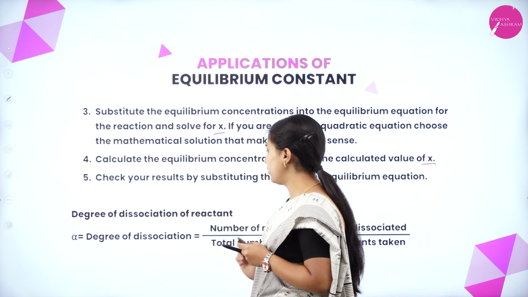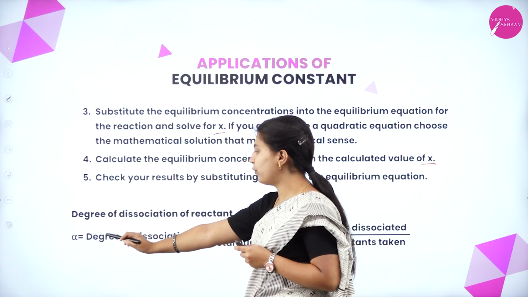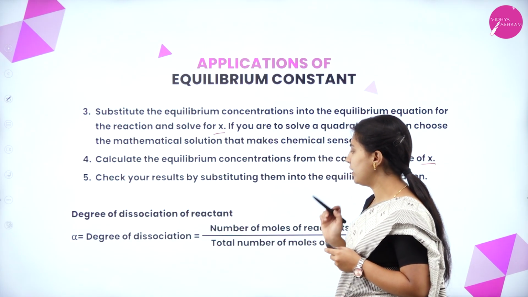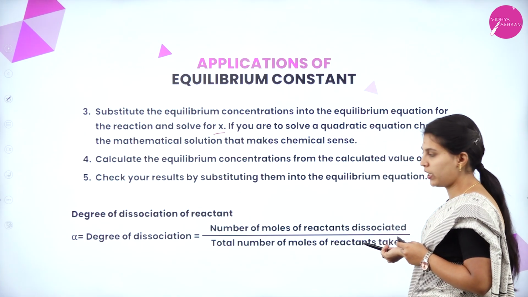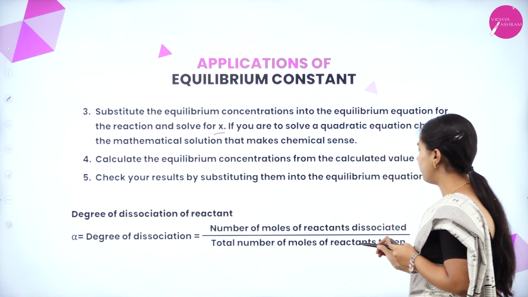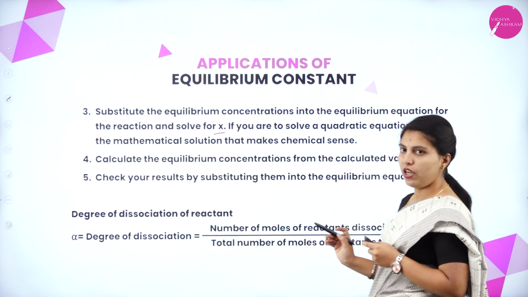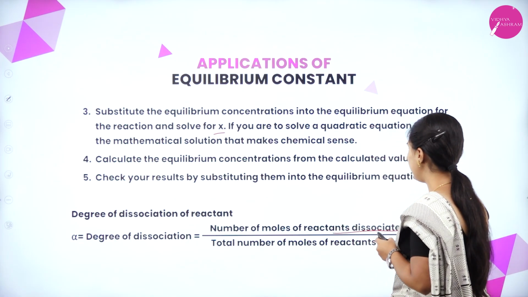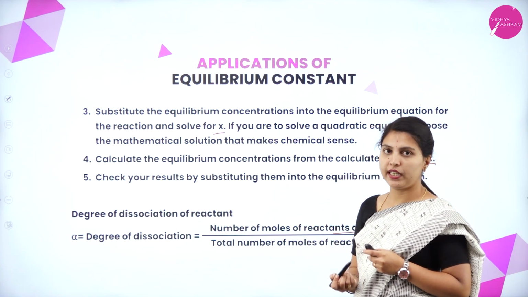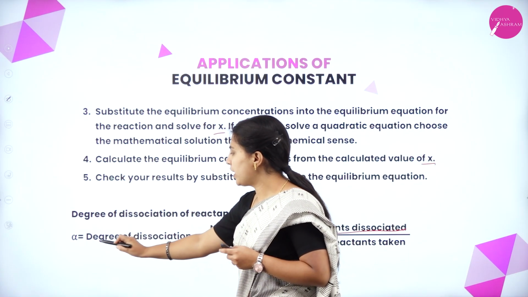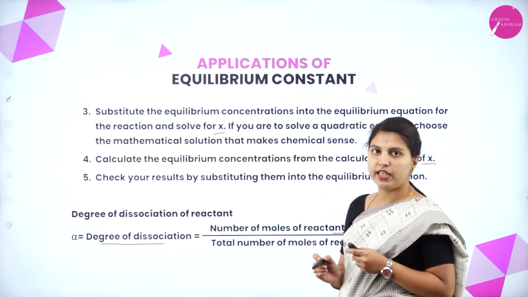Degree of dissociation of reactant. Alpha, the degree of dissociation, will be equal to the number of moles of reactant dissociated divided by the total number of moles of reactant taken. How much? The number of reactant moles dissociated by the total number of reactant moles you have taken. By that, you will get to know the degree of dissociation.